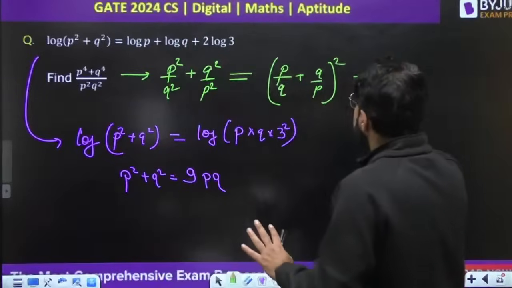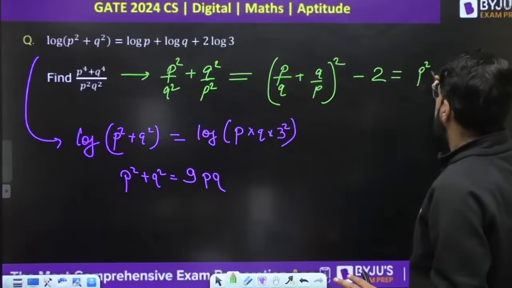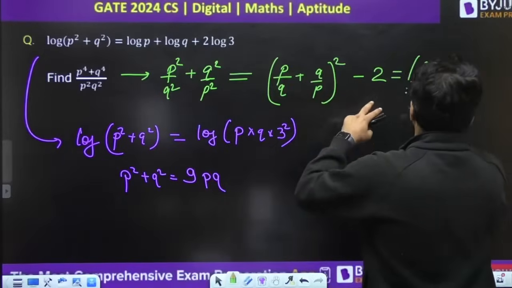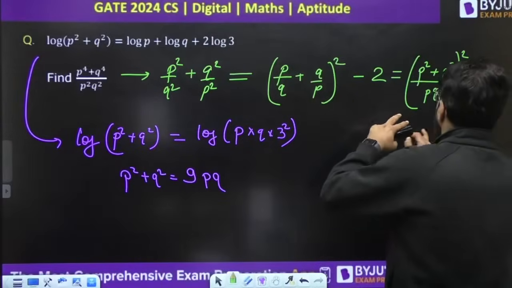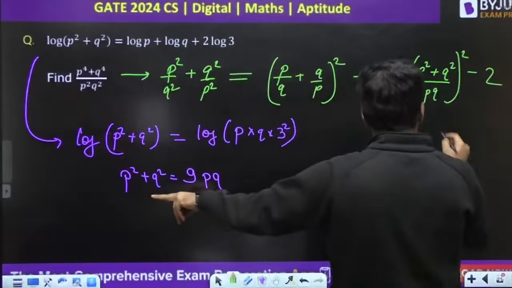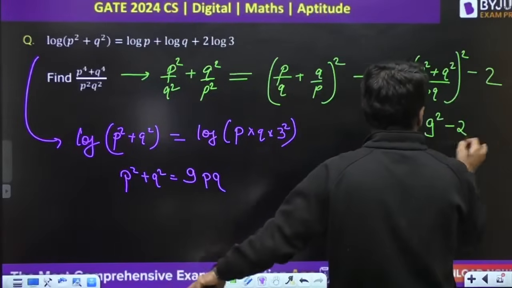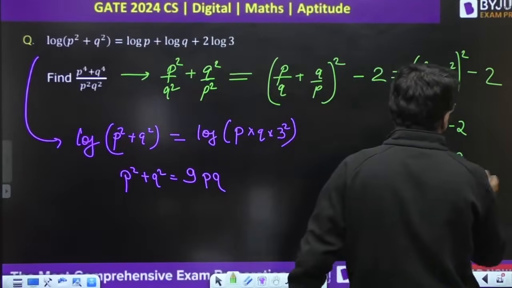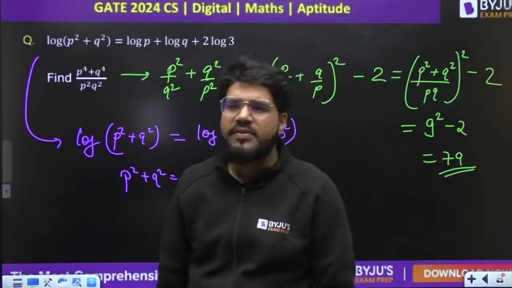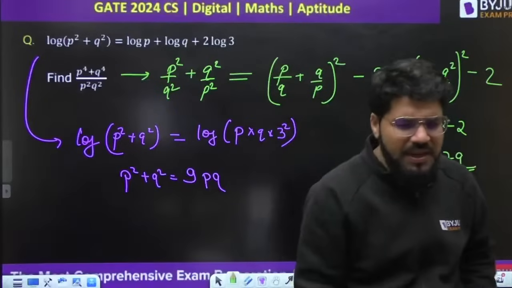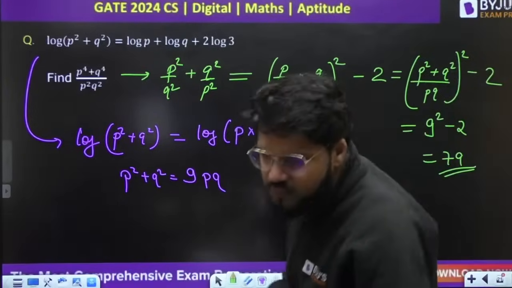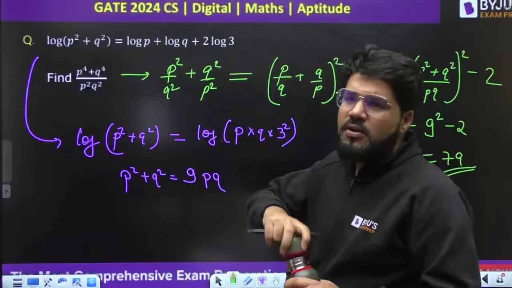Now this is equivalent to, simplifying, p square plus q square divided by pq whole square minus 2. Now what is p square plus q square divided by pq? Divide by pq and you get the answer 9. So 9 square minus 2, 81 minus 2, the answer should be 79. Kindly check. Yes, the answer is 79. It's a basic property analysis, identities and properties around log.